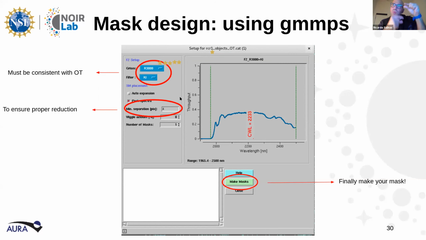This is something very important. This is separation between the slits. You cannot put them very close, because then you're going to have issues reducing your data. So you stick with something like 4 pixels distance between the slits. Don't get too greedy, because otherwise you're going to have pain when you reduce the data. And then finally, okay, I'm ready.